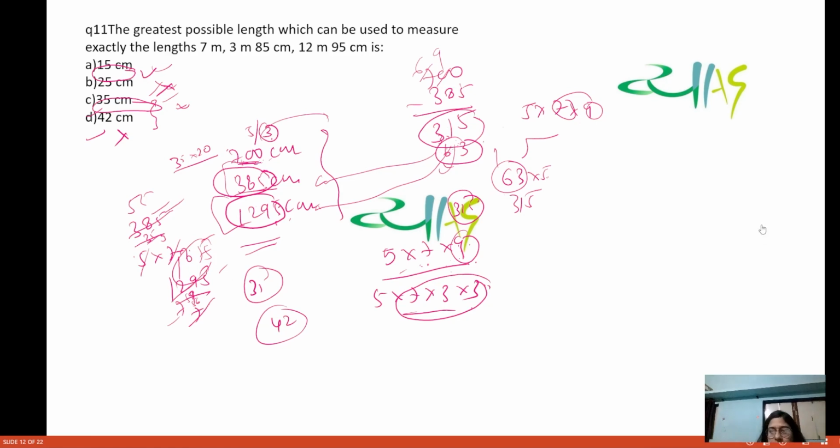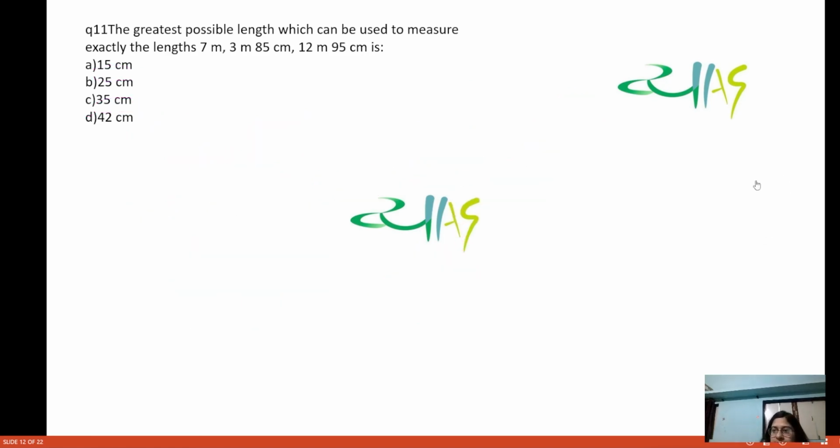So yes, for us the answer came to be 35. Now see, once we had taken out the factors, we did not need any calculation. What we did here: we had 700 centimeters, 385 centimeters and 1295 centimeters. I just subtracted them, because I told you that to find the HCF, if you are given three big numbers, take the difference of those numbers whose mutual difference is very small.